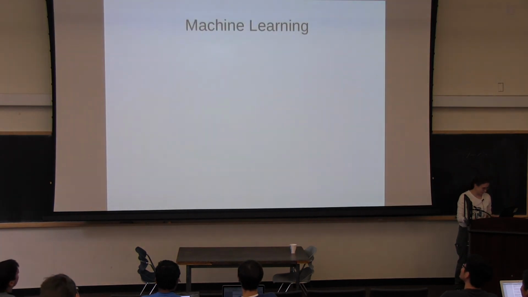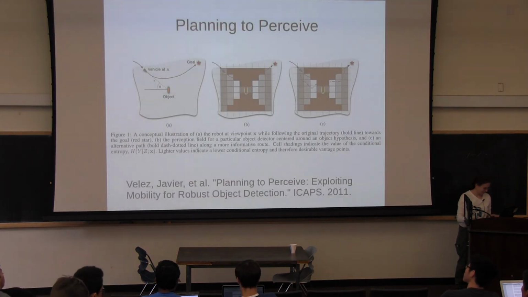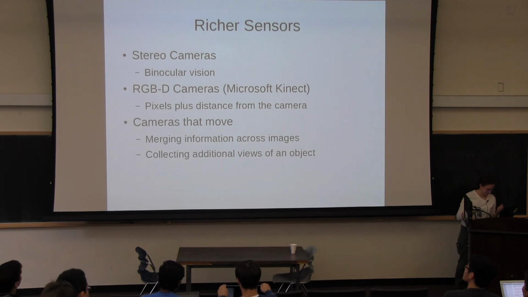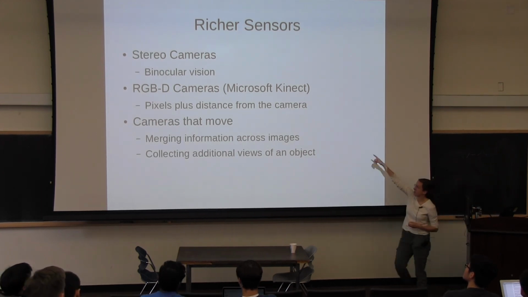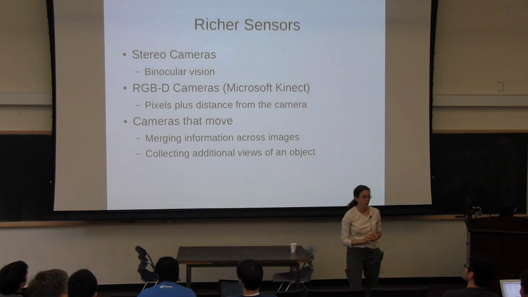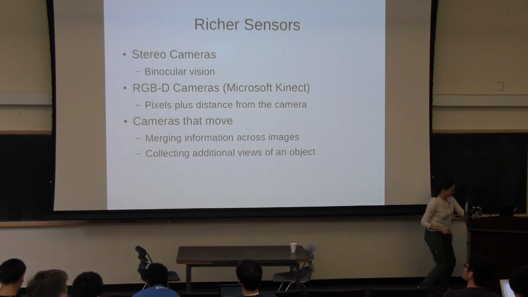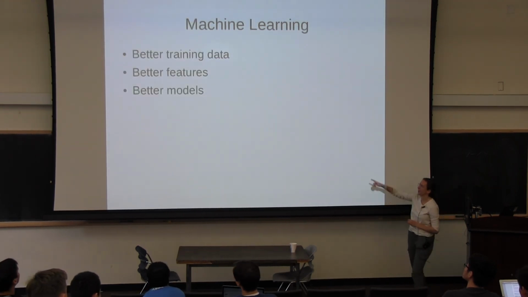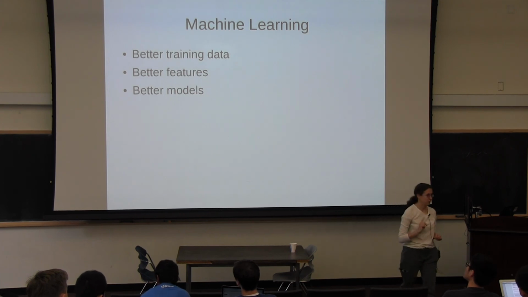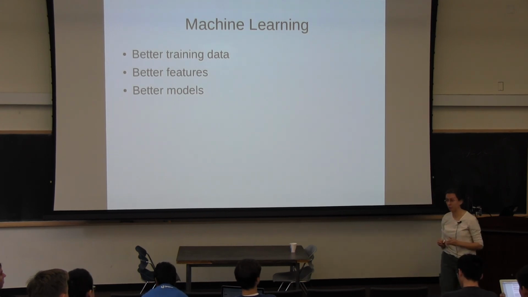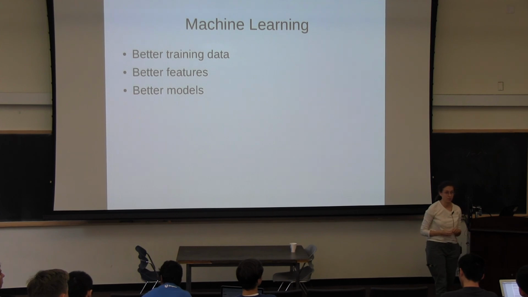All right, so I'll finish there. There are richer sensors and stuff like that. So again, cheating by having Kinects and stereo cameras and cameras that move. But the thing I want you to take away from this whole thing is this list: better training data, better features, better models. So when your algorithm doesn't work, those are the three things you think about. Thanks.